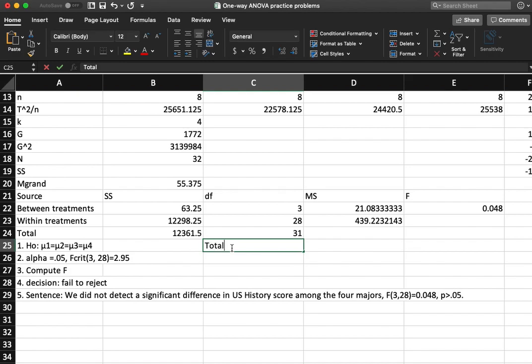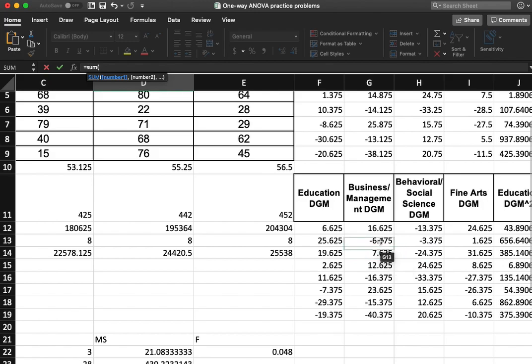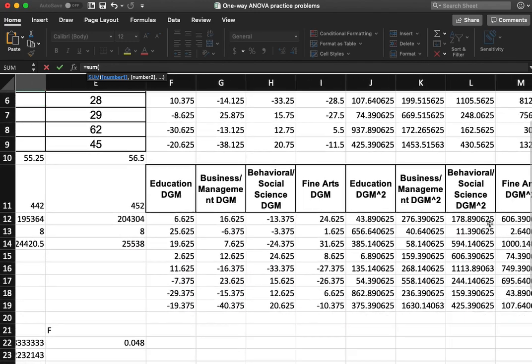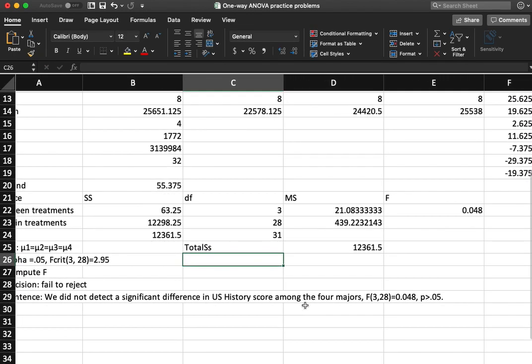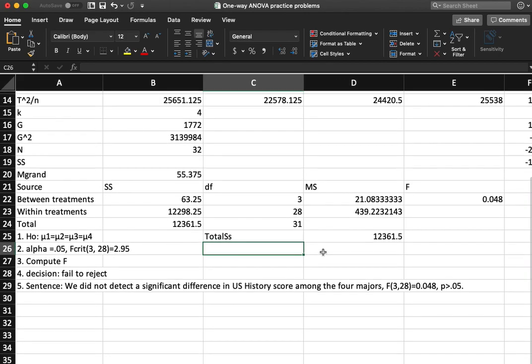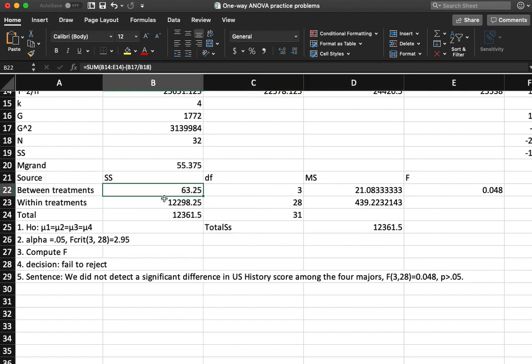So I'm going to do total sum of squares over here, again, by summing, just to compare these two. Total sum of squares is going to be between plus within, but it should also be equal to the sum of the squared deviations of all these scores from the grand mean. Oh, and it is. I love it when the math works out. So either way you calculate this total, this is a good way to check your work to make sure that these two things add up to the correct total sum of squares. That's it for this problem. I'll see you on the next one.